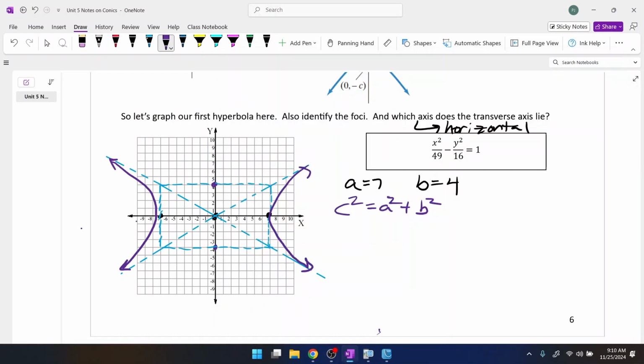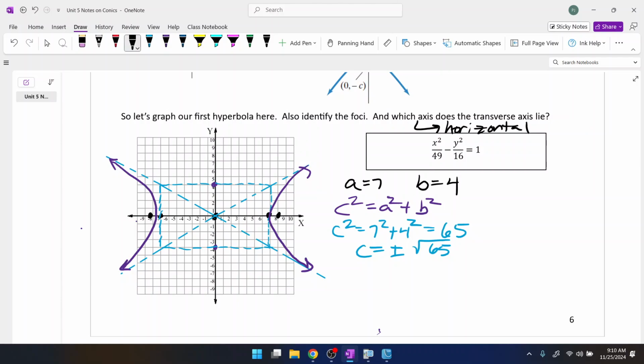Here for this, that's going to be real simple. C squared will equal literally 7 squared plus 4 squared, which is 65. So C will be plus or minus the square root of 65, which is 8 and change. So yeah, the points of the foci are going to lie just inside of this. And that's what you're going to get here.